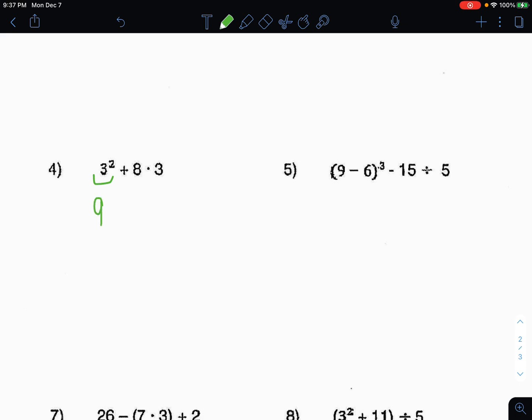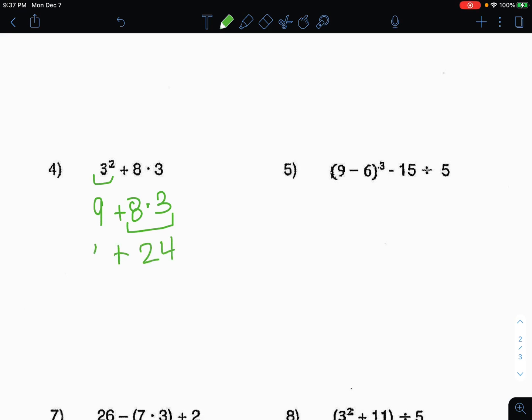Now we bring down everything else. Bring down the plus, bring down the 8, bring down the times, bring down the 3. Next, we did our exponents. Now we do MD, which is multiplication, division. Do we see any of that here? I do. It's 8 and 3. 8 times 3, 8, 16, 24. Now bring down everything else.